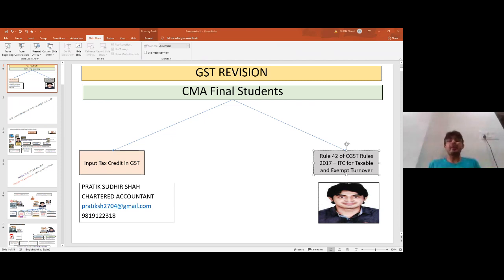When is this return required to be filed? Within 9 months from the end of the financial year. So what is the financial year? 21-22 plus 9 months. So within 31st December 2022. This is very important. It is linked to section 16.4.